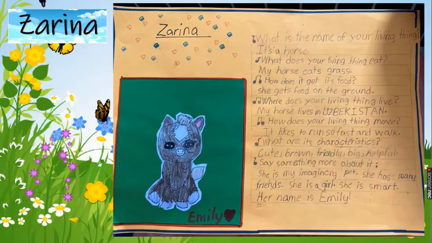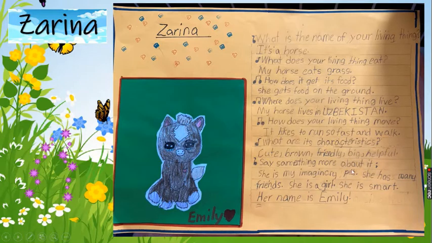Good one. And here's Zarina's living thing. The name is Emily. It's a horse, and then it eats grass. It gets its food from the ground, and it lives in Uzbekistan. That's Zarina's country. Wow, we can find this cute little horse in Uzbekistan. It likes to run so fast and walk. It is cute, brown, friendly, big. Oh, it's not small. And helpful.